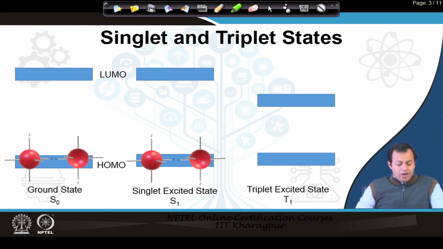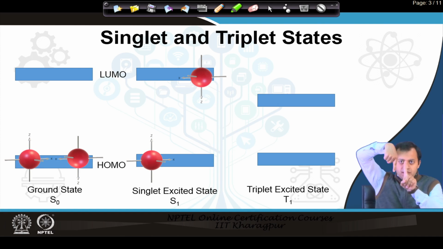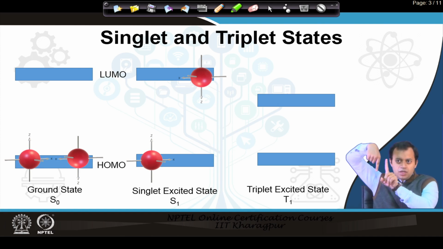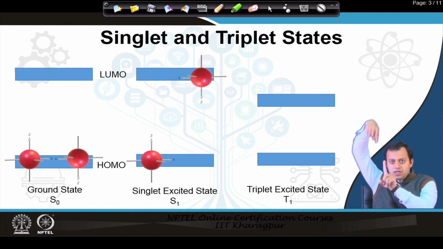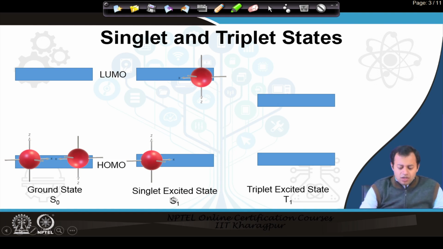So when you excite, say, one of the electrons to move from the HOMO to the LUMO state, it goes to this particular position. It is still paired. Previously it was like this, now it has moved like this. This is excited, but still anti-parallel to one another. That is called the singlet excited state.